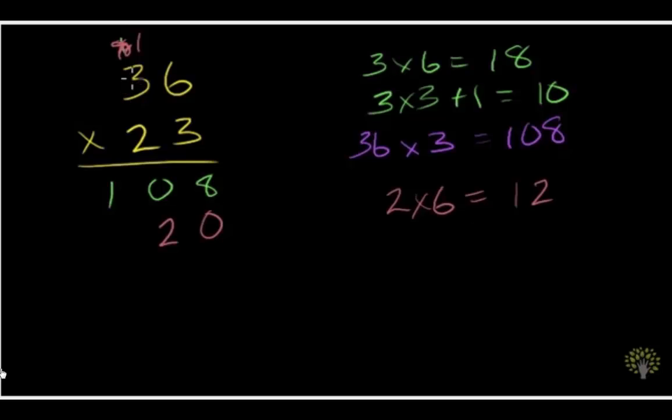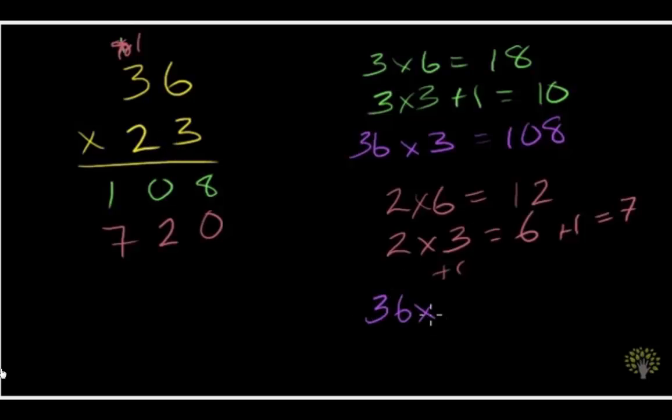Now I have 2 times 3. 2 times 3 is equal to 6. But then I have this plus 1 up here, so I have to add 1. So I get 7. 2 times 3 plus 1 is equal to 7. So this 720 we just solved, let me write that down. What is that? That is 36 times 20. 36 times 20 is equal to 720.